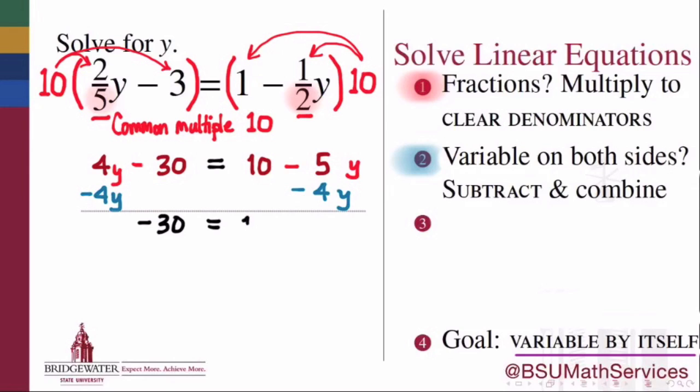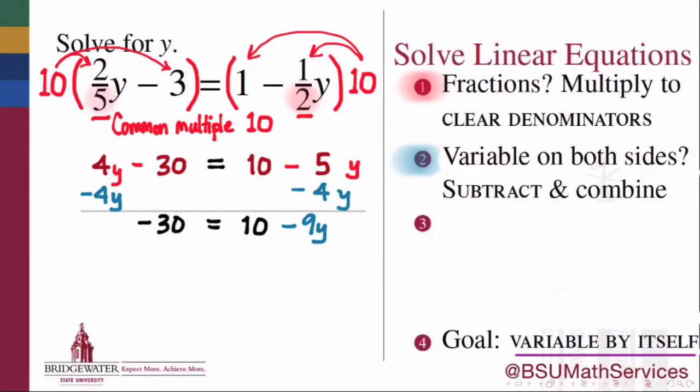After subtracting 4y from both sides, there's no longer any y's on the left-hand side, and on the right-hand side we can combine like terms, negative 5y minus 4y, to get negative 9y. Now that the variable exists only on one side of the equation, we just need to complete the task of getting that variable by itself.